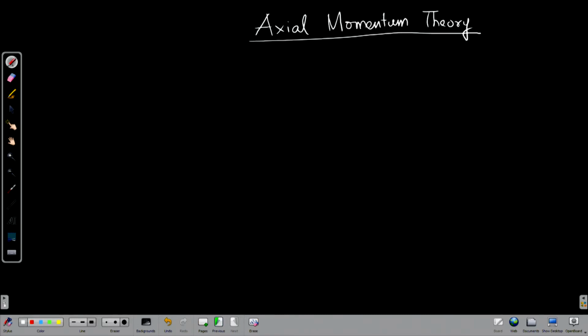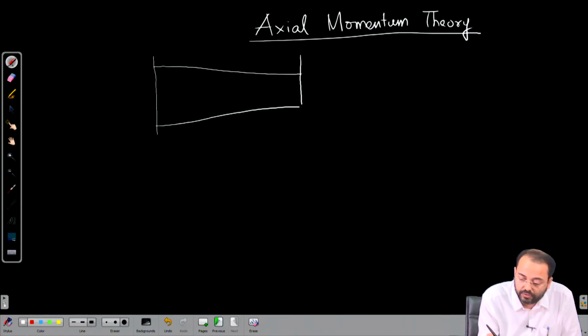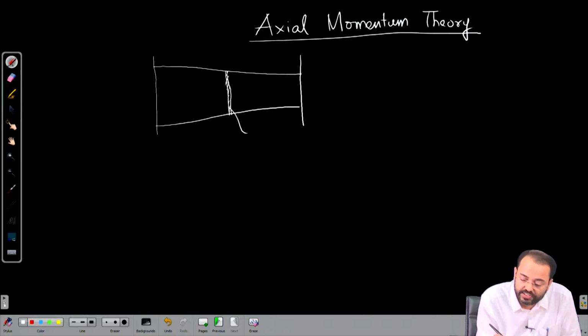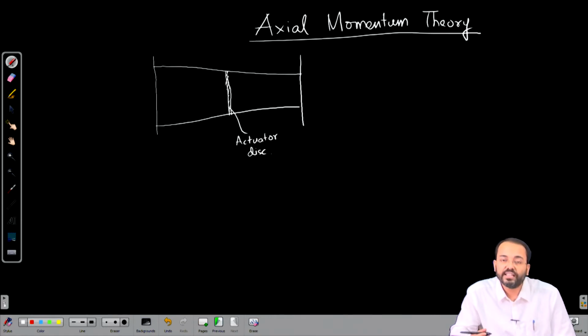Okay. Let us take a flow domain where we have the propeller disc, or the actuator disc as we say. So, here we have the actuator disc which is basically giving the thrust here.